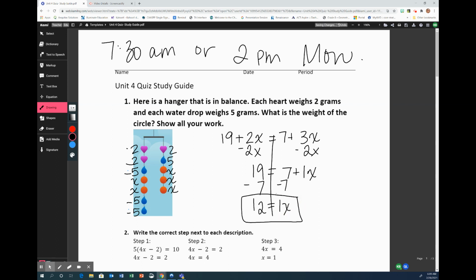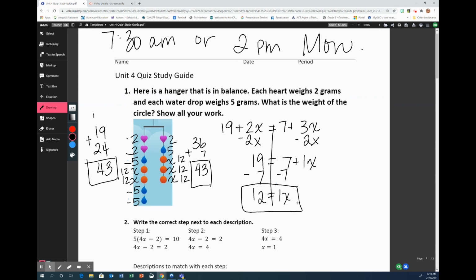If I wanted to check to see if 12 was correct, all I would have to do is plug it into the original equation, or place it right here and see if both sides are equal. So if I place 12, 12, 12, that's 36. 36 plus 7 is 43, so the right side equals 43. On the left, if this is 12 and this is 12, then that's 19 plus 24, and that should equal 43. Both sides are equal to 43, so 12 is correct.